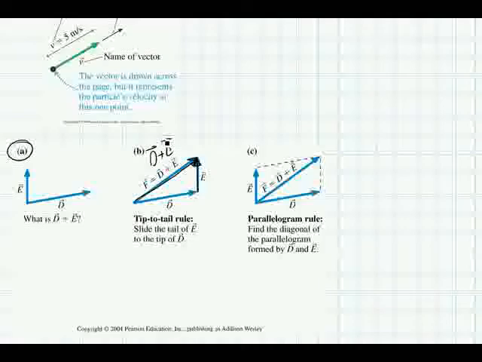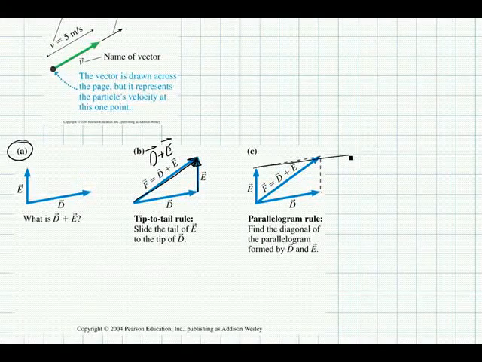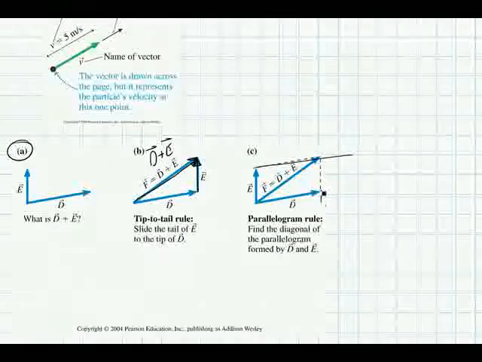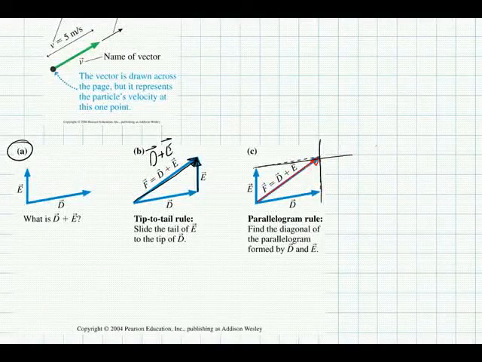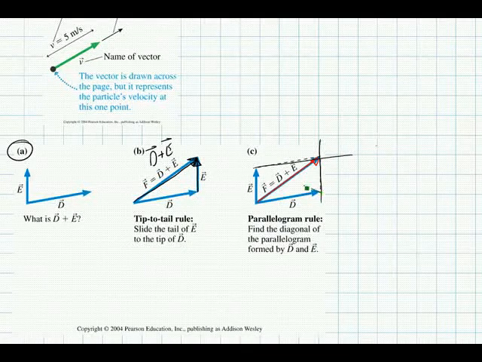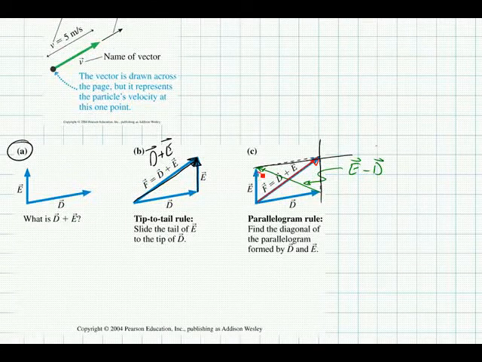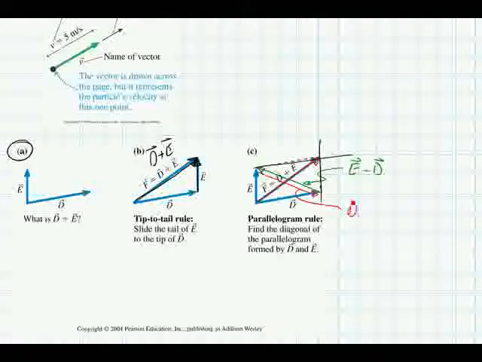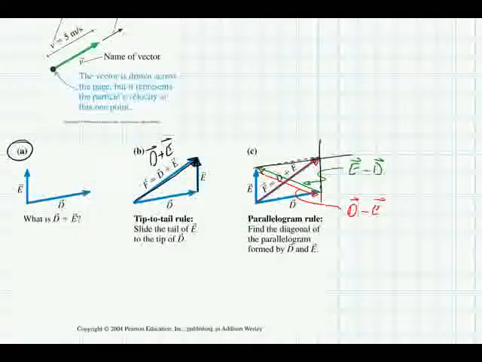Alternatively, you can use the parallelogram technique, where you form a parallelogram by drawing a parallel line from the tip of E parallel to D, and from the tip of D parallel to E. Then the long diagonal is the sum of the two vectors, and the diagonal from the tip of D to the tip of E is the E minus D vector, and this diagonal from the tip of E to D, of course, is D minus E. So this is the parallelogram technique for adding and subtracting two vector quantities.